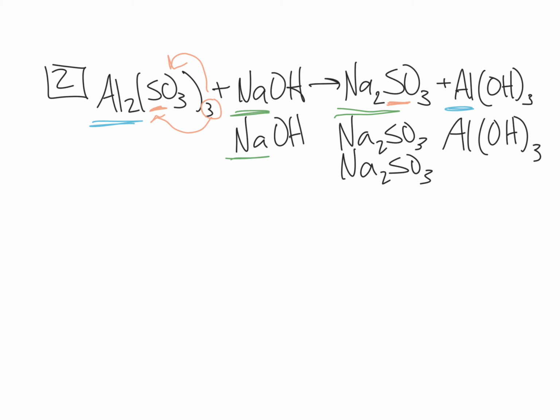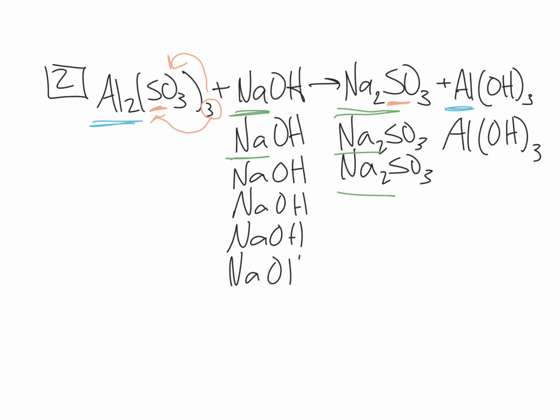So now, instead of having 2 sodiums on each side, I have 2 on the left still, but now I have 2, 4, 6 on the right. So what do I have to do? Well, to rebalance my sodium, I've got to hop on over to the left side and add in 4 more sodiums. That way I end up with 6 sodiums on the left and also 6 on the right. So my sodiums stay balanced.